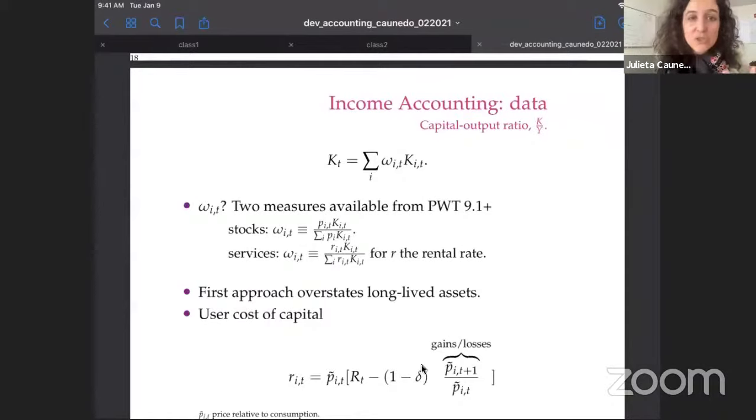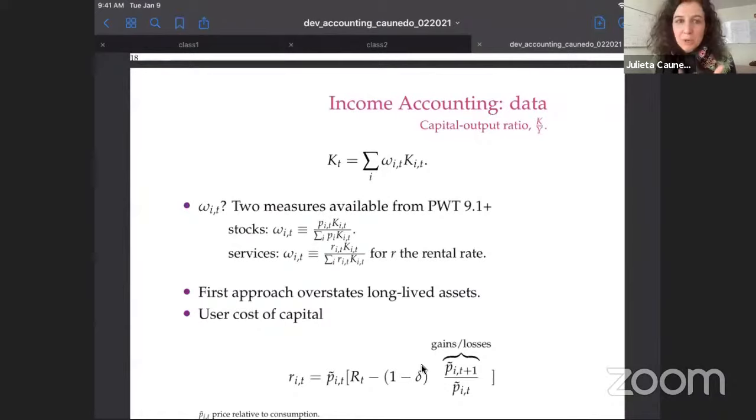One way is to use the stock of capital valued at whatever prices for the capital you have divided by the overall value of the capital stock in that economy at the point in time. The other way to do this, instead of using the prices of the capital, is to use the rental prices, the rental rates. Why does this matter?